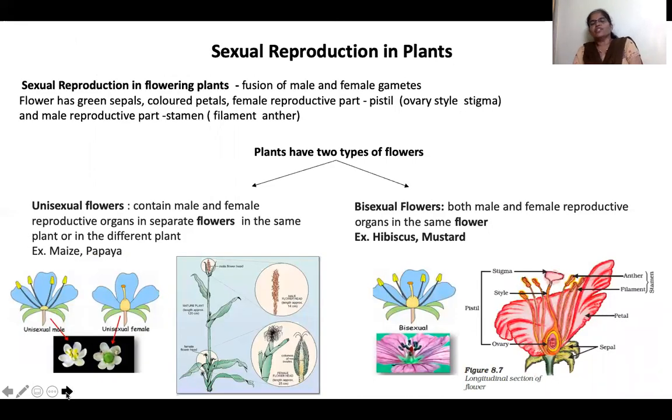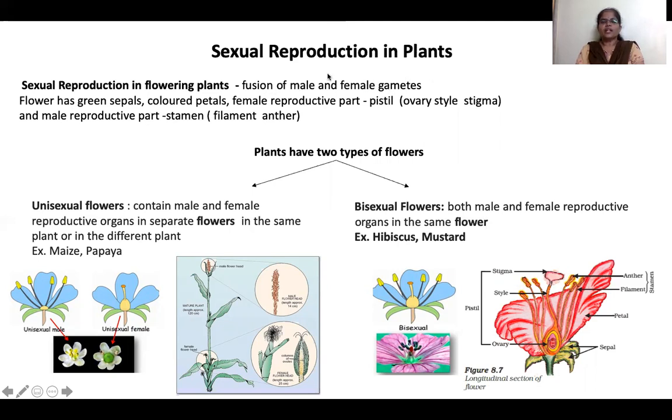Now after seeing all this vegetative reproduction, let us see how sexual reproduction takes place in plants. Sexual reproduction, we knew that two individuals are required, a male parent and a female parent. Sexual reproduction is the fusion of male and female gametes. What are gametes? I'll tell. Fusion of male and female gametes leads to the production of a new plant that is sexually reproduced.